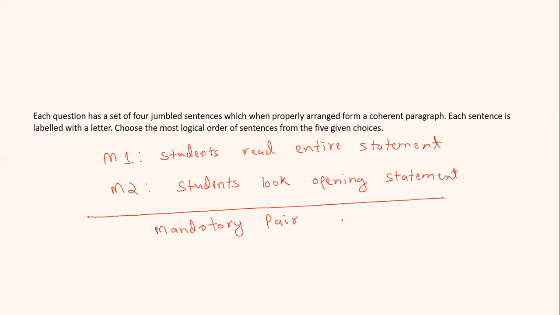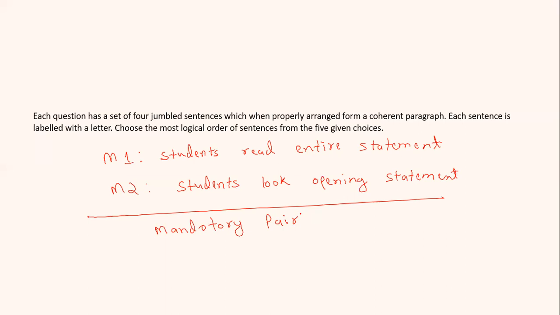There are many ways you can find the mandatory pair. Maybe there is a cause and effect relationship between two statements. Maybe statements are arranged in chronological order. My favorite is pronoun antecedent. It helps me a lot of the time, not always, but 70% to 80% of the time.